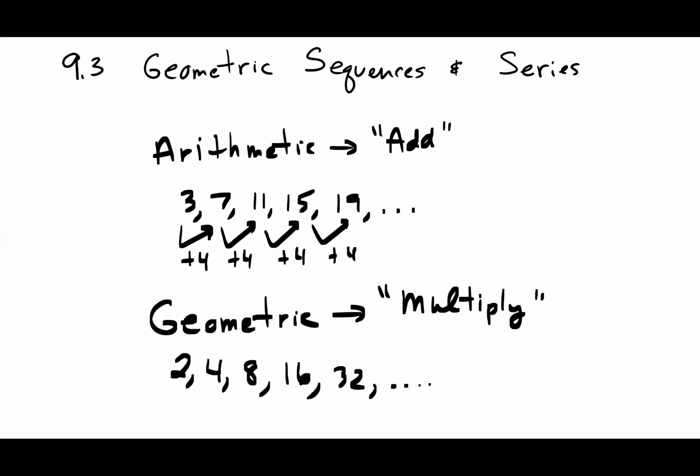In this case, in order to go from 2 to 4, we multiply by 2. And notice that it stays exactly the same. 4 multiplied by 2 gives you 8. 8 multiplied by 2 gives you 16. 16 multiplied by 2 gives you 32, and so on. That is a geometric sequence. The difference between a sequence and a series is that a sequence is individual numbers like 2, 4, 8, 16, 32. When we talk about a series in mathematics, that means we're adding these up. Series means you're adding the sequence together.